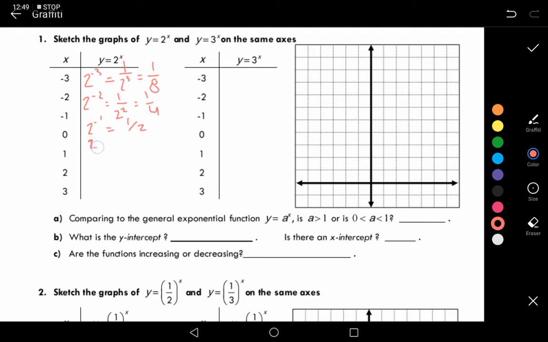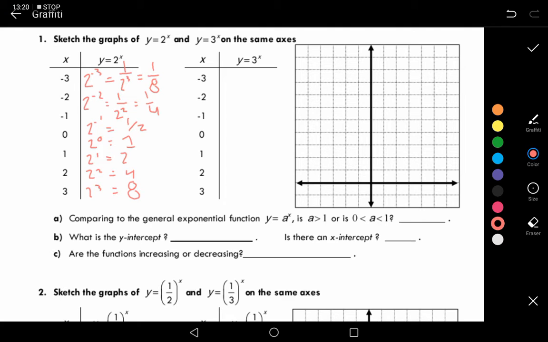Remember, anything to the power of 0 is 1. 2 to the power of 1 is 2. 2 to the power of 2 is 4. And 2 to the power of 3 is 8. Okay, so let's start by graphing that one. It's going to be a bit tricky with these fractions, but all you need to know is that those are bigger than 0 but smaller than 1. So just do your best to plot those points as best as you can.